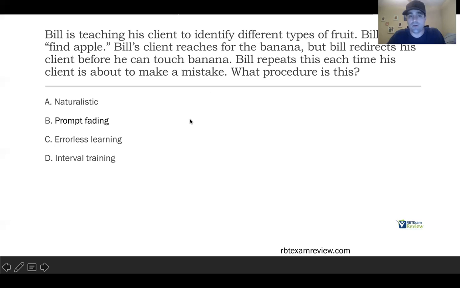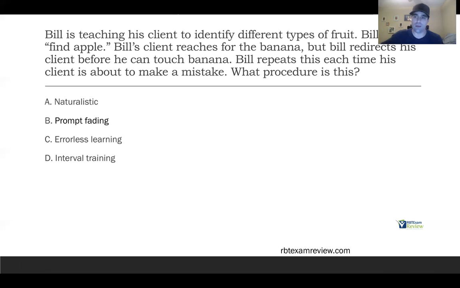B, prompt fading. Is Bill fading any prompts? No, he's actually increasing prompts, right? He's using physical redirection and physical prompts. Okay, so B is out. C, errorless learning. Well, this looks pretty good, right? What is Bill doing? He's preventing his client from making an error. Okay. He's teaching, okay, errorless learning, right? So, errorless learning is good for very young clients or you're teaching a new skill and you want to prevent as many mistakes as possible, okay, because you want to be able to reinforce the correct behavior.